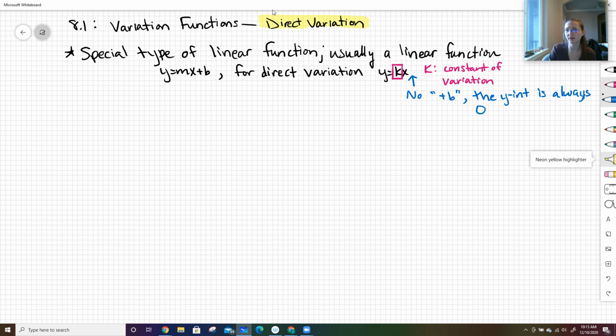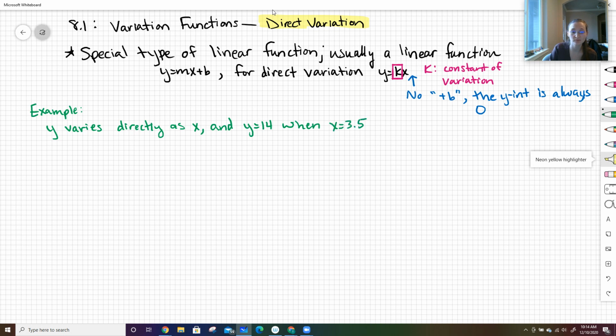So, let's take a look at an example. You might have something that says y varies directly as x, and y equals 14 when x equals 3.5. Write and graph the variation.